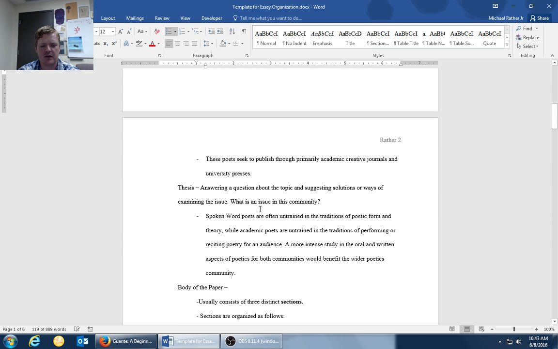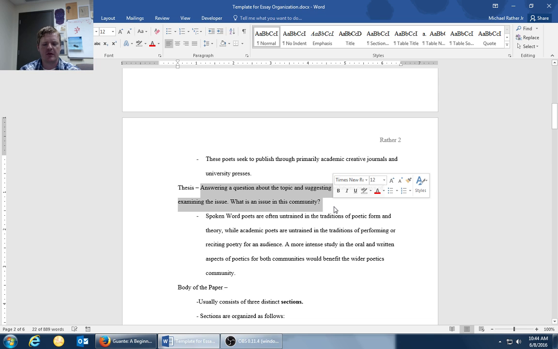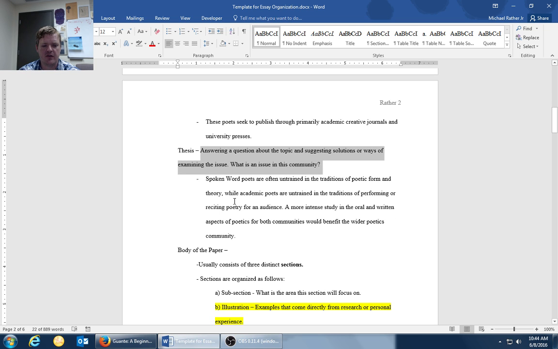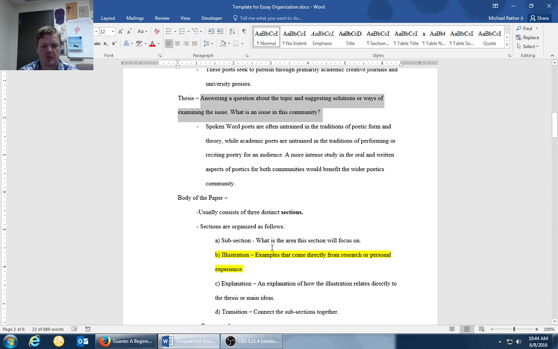Now, after you've done the conclusion, usually the last sentence is going to be some kind of answer to a question concerning the topic, or a suggestion of solutions, or ways of examining the issue. In our case, for this English 1301, it would be answering the question, what is an issue in the community and why is it an issue in the community? And again, I gave you an example of what that might look like. This is a two-sentence example.